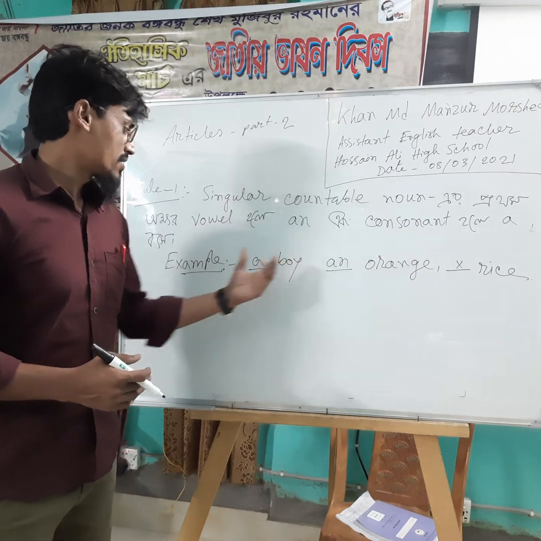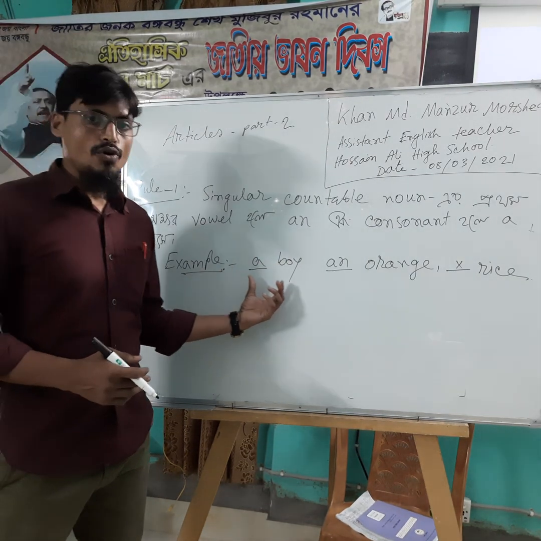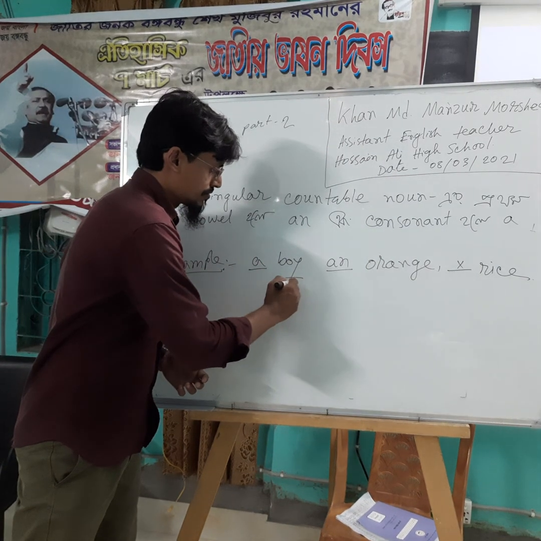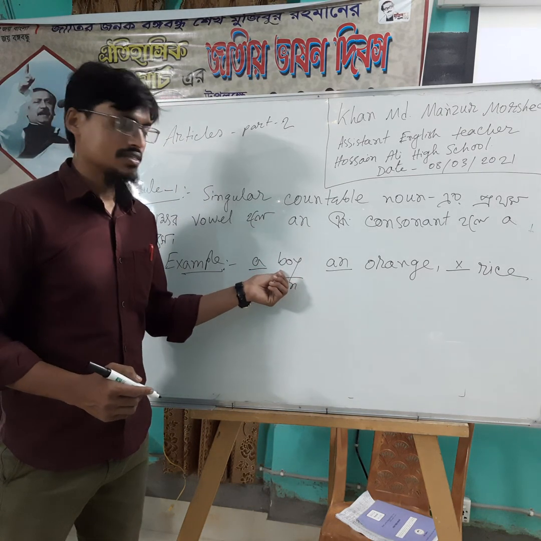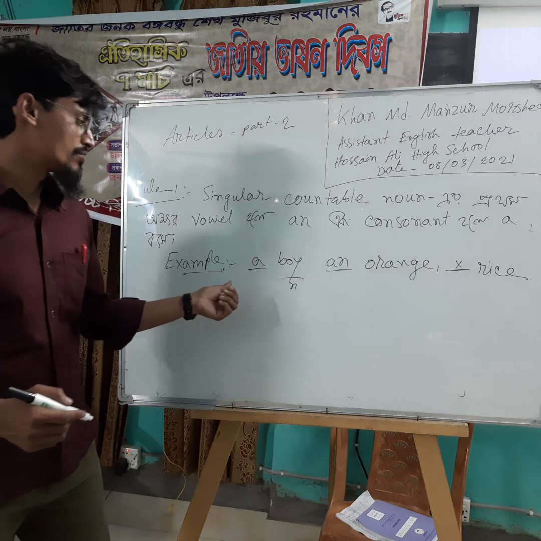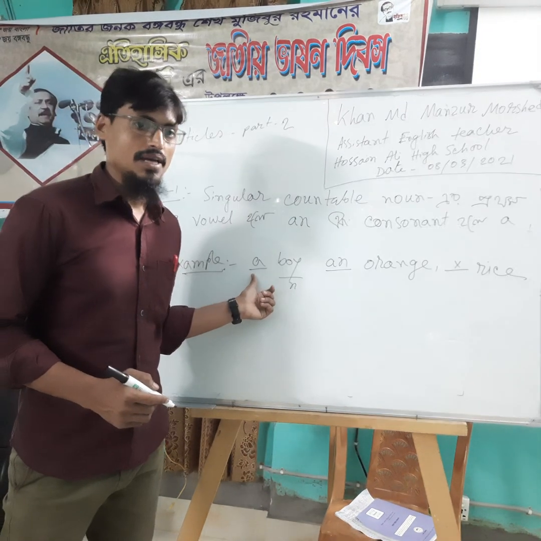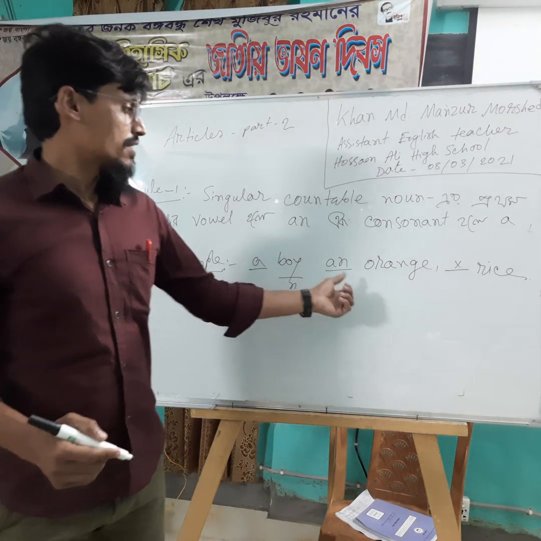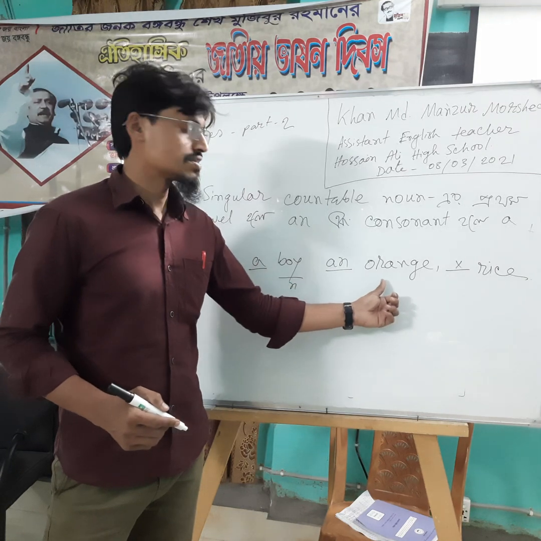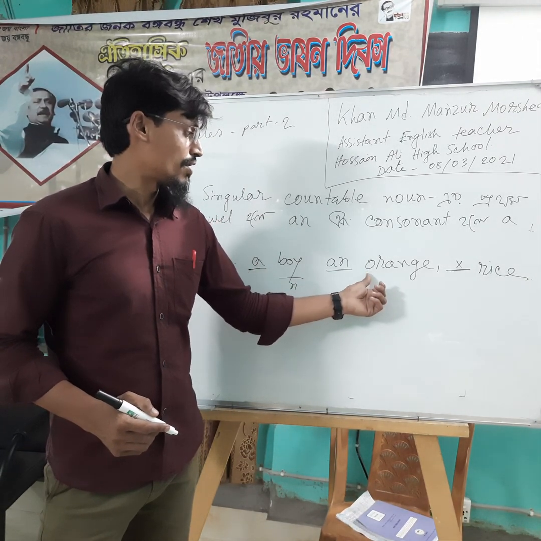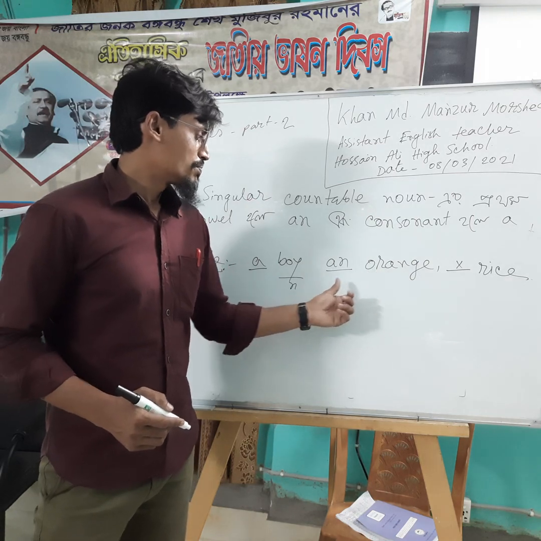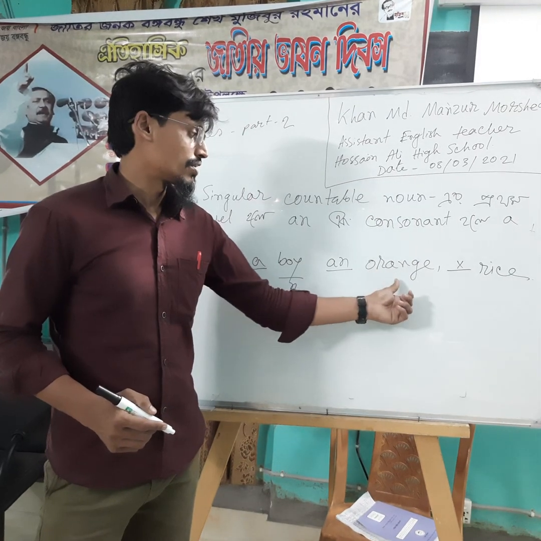So here are some examples. A boy. Here boy is a noun and the alphabet B is a consonant, so we put before boy the article A. And second example, orange. Orange is also a noun and there is a vowel O, so we put N before the noun orange.